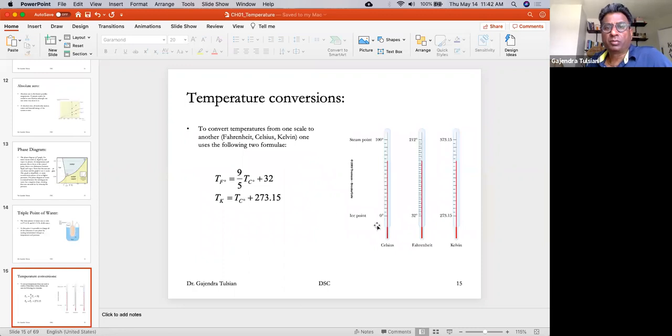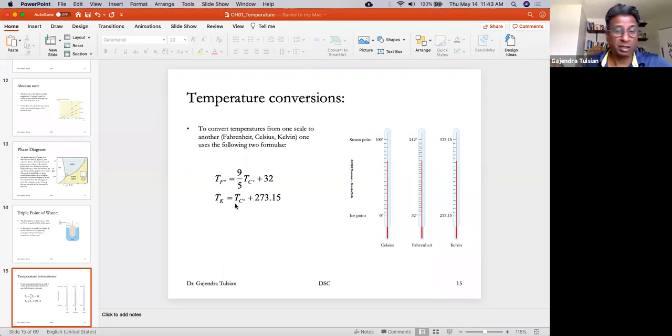Okay, so here are the three commonly used temperature scales: Celsius, Fahrenheit, and Kelvin scales. These formulas show you how to convert Celsius to Fahrenheit and Celsius to Kelvin scale. So between these two formulas, you can convert from any temperature scale to any other temperature scale.